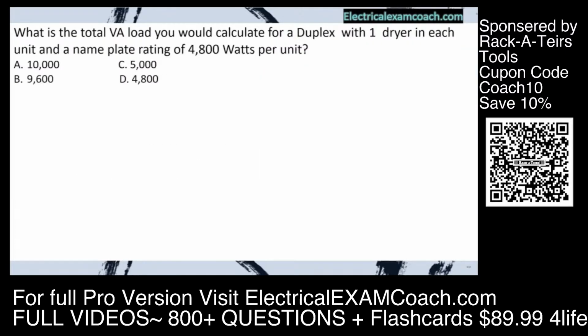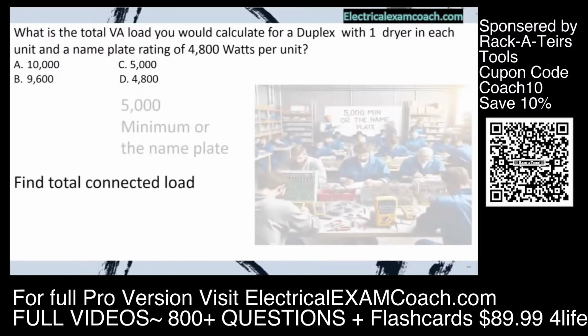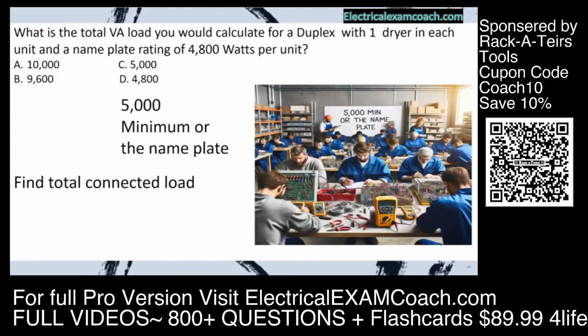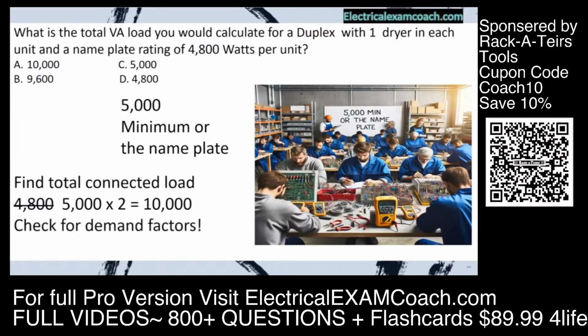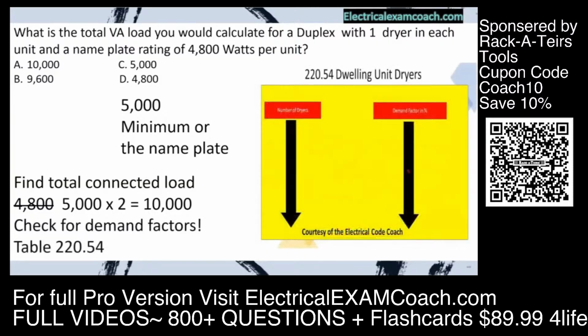What is the total VA load you would calculate for one duplex with one dryer in each unit and a nameplate rating of 4,800 watts per unit? First thing we're going to do is find the total connected load. We know that it's a 5,000 minimum or the nameplate, whichever is larger. So the 4,800 is out and the 5,000 is in. Then we have to multiply it by our 2 units, and that gives us 10,000. Now we check for demand factors. For this, we head over to table 220.54. And we're going to find that 1 through 4 is calculated at 100%. And we're going to select A.